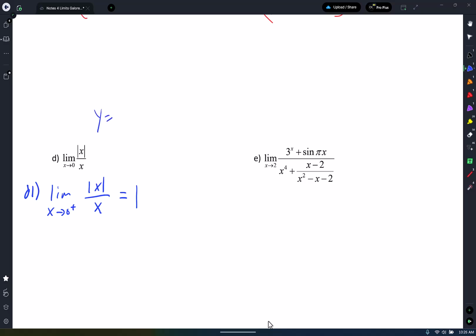If I have y equals absolute value of x divided by x, as long as x is positive, then it's 1. This will always be 1. So here's my graph. Here's 1. And you're not defined right at x equals 0, but as long as x is positive, bless you, it will always be 1.